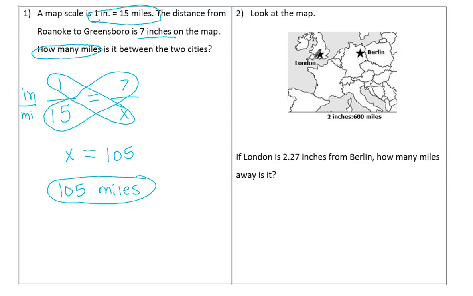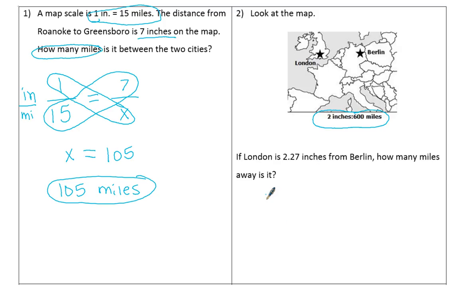Now we have a star on London and a star on Berlin. And then down here it says 2 inches is equivalent to 600 miles. So on this map, 2 inches is representing 600 miles in real life, in the real world. So they're saying if London is 2.27 inches from Berlin, how many miles away is it?